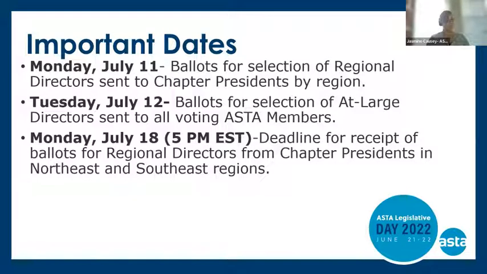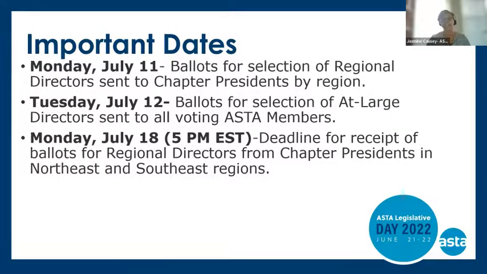Another date that I did not put up here, but I would like to let you all know, is that you must be an active member by 5 p.m. on July the 8th in order to receive your ballot. So if your membership is due to expire soon, you want to go ahead and renew that membership so that you can be included among the voting members.